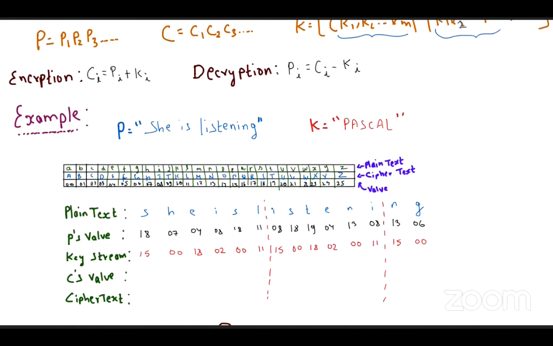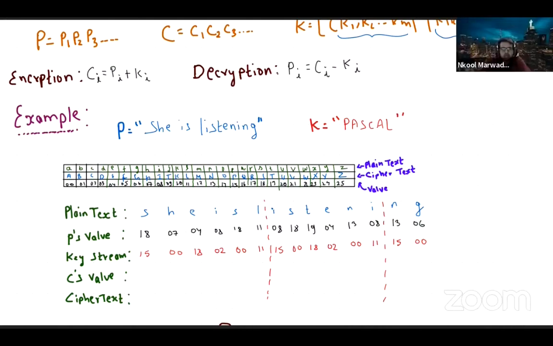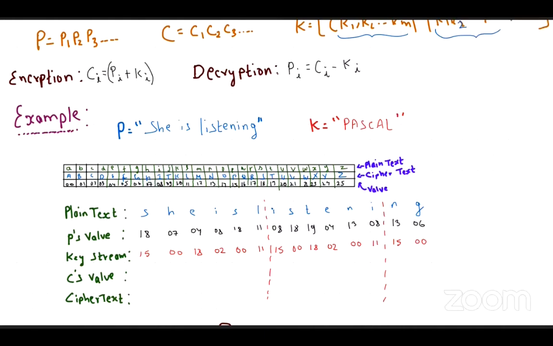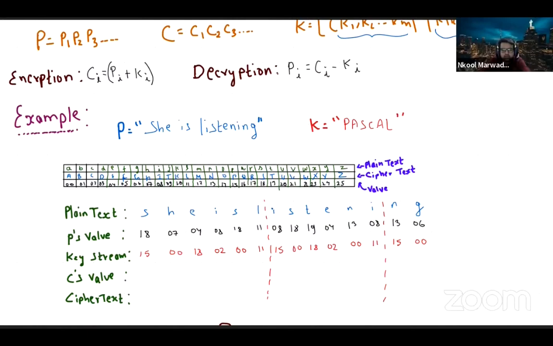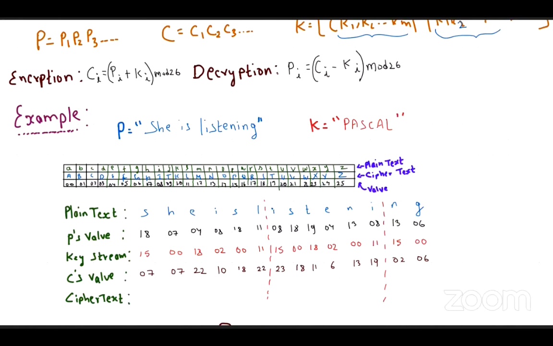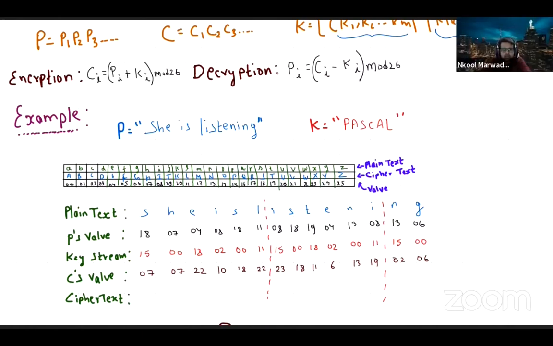33. Pi plus Ki is 33. Yes, so we have to do mod 26. 33 mod 26 will be 7, which is H. For decryption also we are doing mod. So 7, 7, 22, 10, 18, 22, 23, 18, 11, 6, 13, 19, 02, 0, 18. The final ciphertext which we will be getting is H W K H W X S L G N T C.